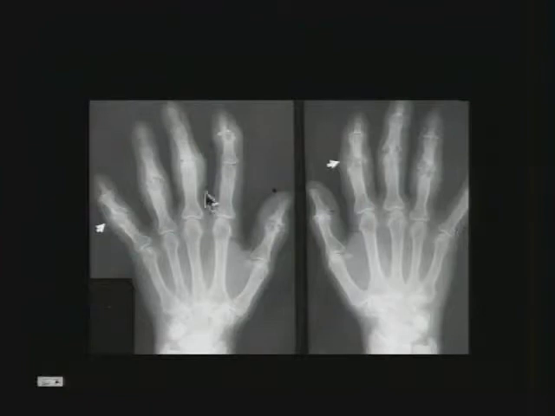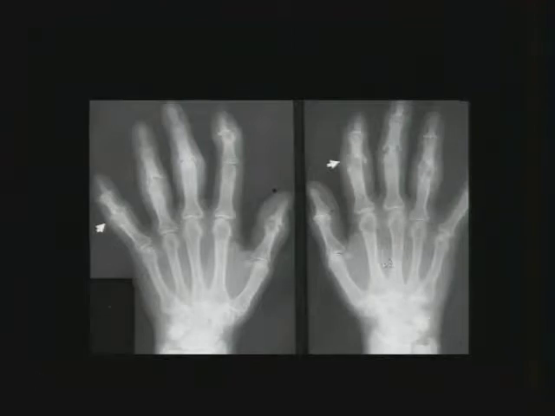Now, does this look like OA? A little bit, but it can't be OA. Why? Well, first of all, it's involving the DIPs and PIPs, which is good, but it has erosions, and OA doesn't have erosions. Now, these erosions are bilateral and symmetric, and they look like little seagulls, and there's a lot of swelling. And if I ask the age of the patient, usually these are older females who have this kind of an appearance. What would be my differential?